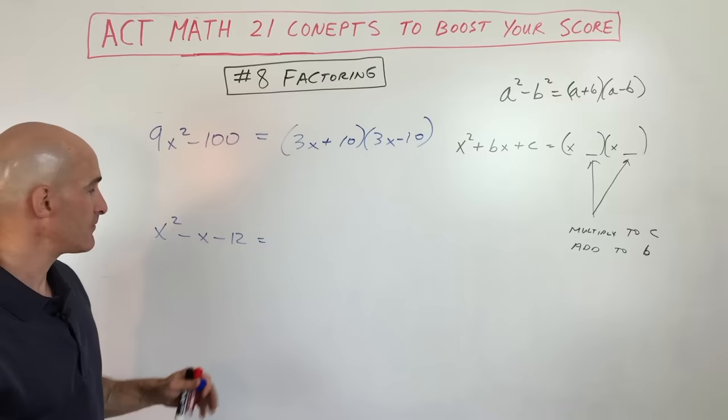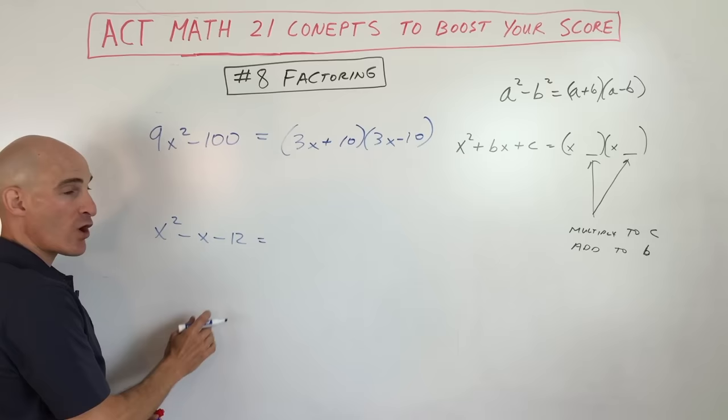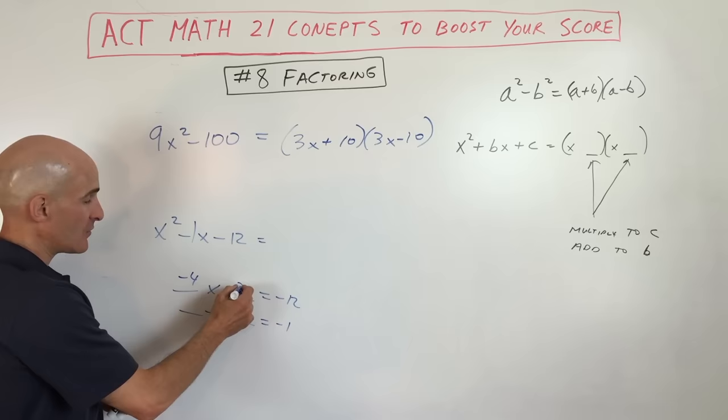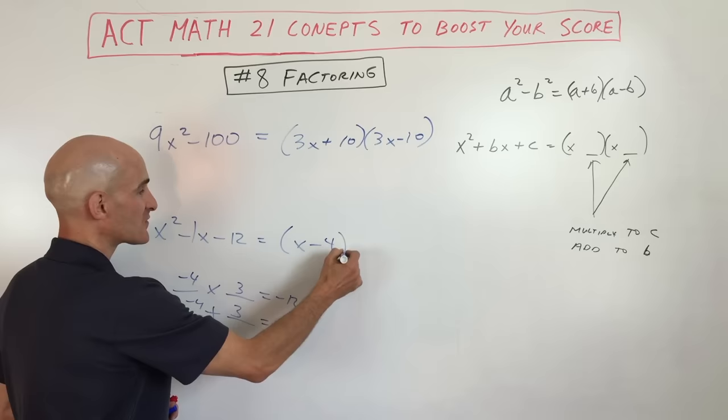This one here is a trinomial. I notice the leading coefficient is one, so I just have to ask myself, what two numbers multiply to negative 12? I'll just diagram that out. But at the same time, they have to add to this middle coefficient, which is negative 1. It was negative x, but you can just think of that as negative 1. So that looks like it's going to be negative 4 and positive 3. So when we factor this, this is going to be x minus 4, x plus 3.